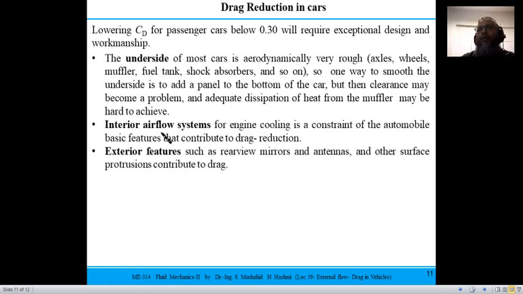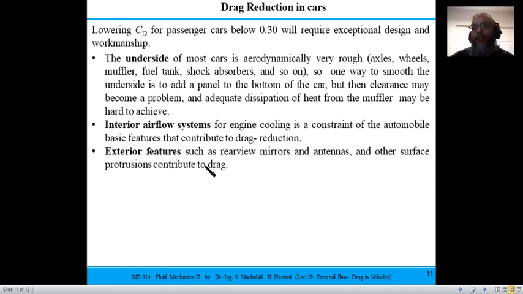And we know that there is an interior airflow system for engine cooling, so whatever air is coming from the front helps in cooling. So we need to take into account the effect of the airflow system which is used for cooling as well. So once you are trying to reduce the drag, there are some other constraints as well. Similarly, there are some external features.